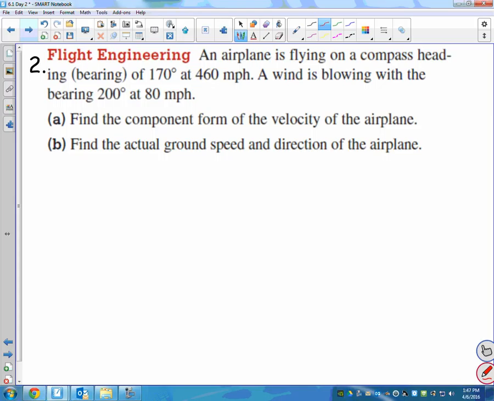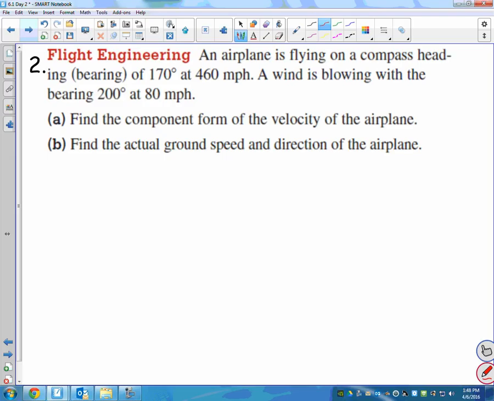An airplane is flying on a compass heading, which is the same as saying a bearing, of 170 degrees at 460 miles an hour. And then a wind is blowing with the bearing 200 degrees at 80 miles an hour. Part A, find the component form of the velocity of the airplane. Part B, find the actual ground speed and direction of the airplane. That means taking into consideration the wind, because the wind is going to change even if the plane is flying at this speed. If the wind's blowing against the plane, it's going to go slower, right?